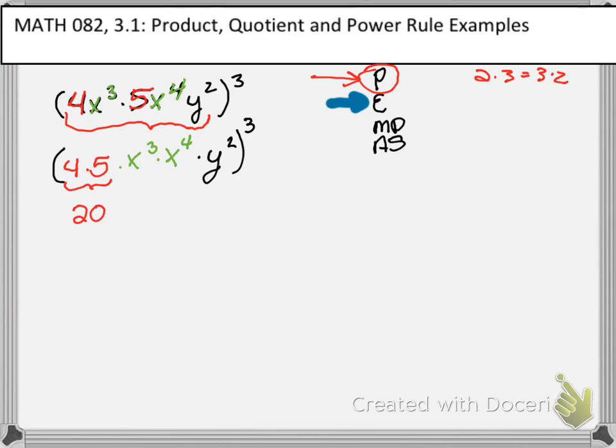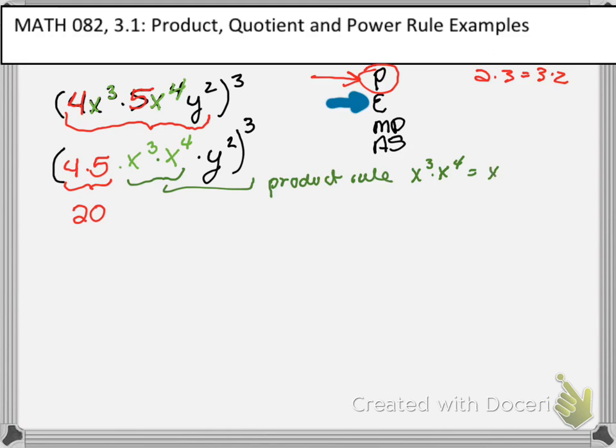So 4 times 5 is 20. X to the third times x to the fourth. Here we have to use the product rule. How do we know it's a product rule? Well, because x cubed times x to the fourth is a product. Product means multiplication in mathematics. Obviously, it means lots of different things in other contexts.